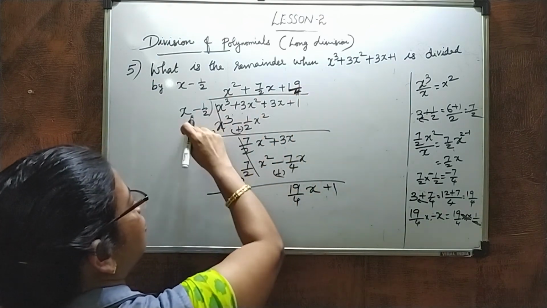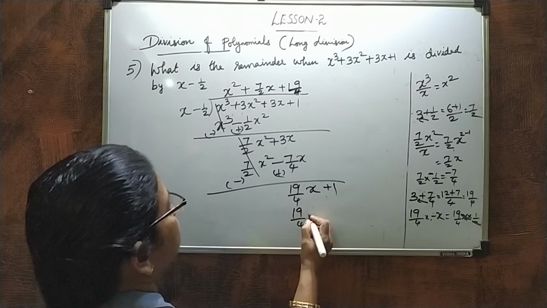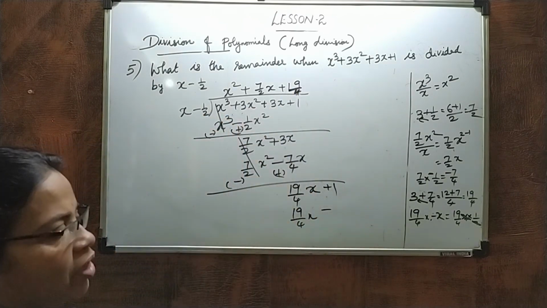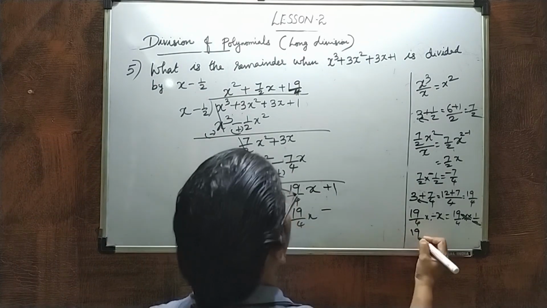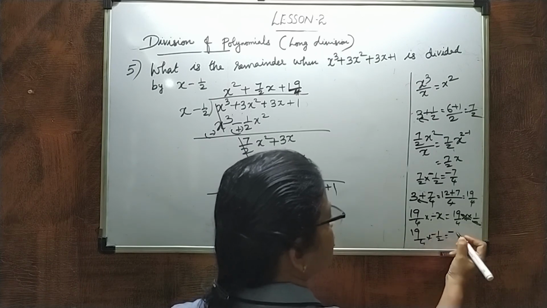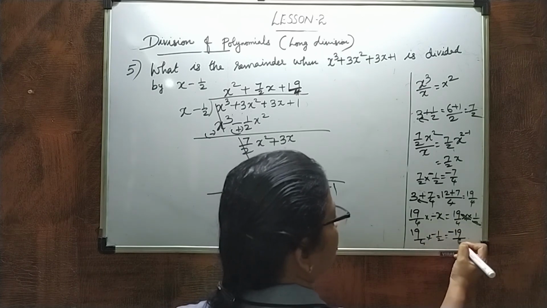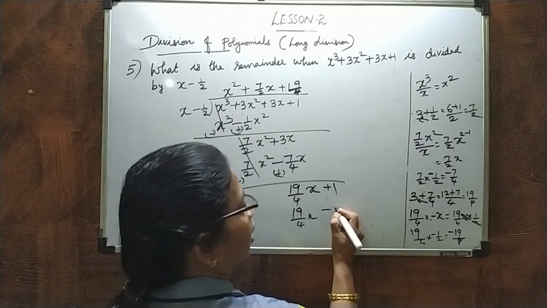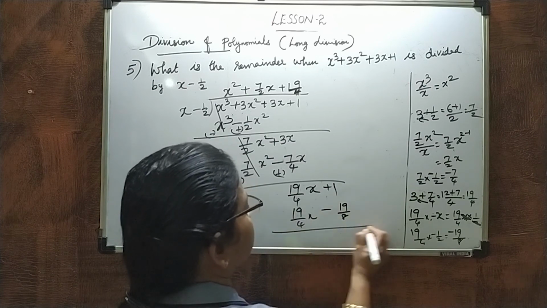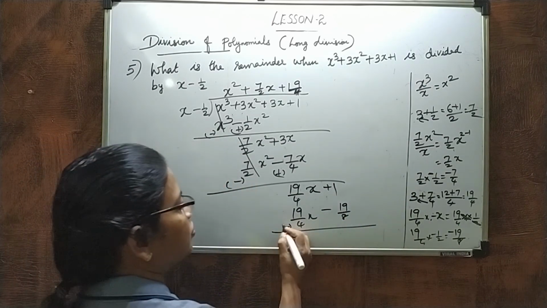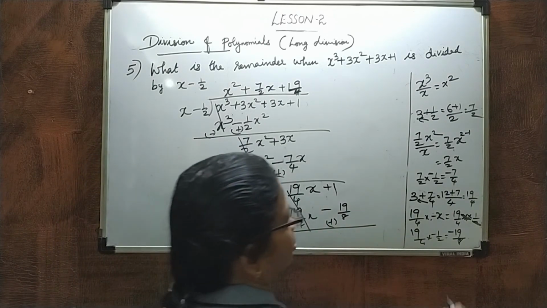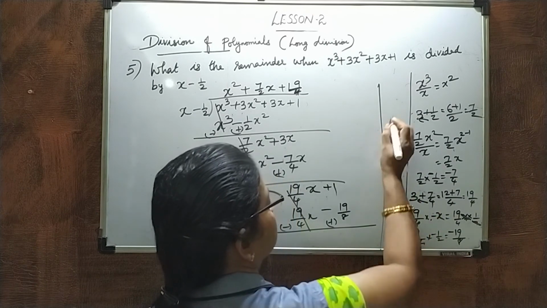Then 19 by 4 x minus 19 by 4 into 1 by 2. 19 by 4, positive, into negative 1 by 2 equals numerator into numerator divided by denominator into denominator. It is negative 19 by 8. Here take the additive inverse, cancelled. 1 plus 19 by 8. What will you get? 1 plus 19 by 8.